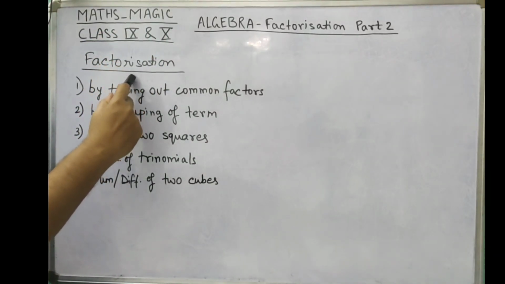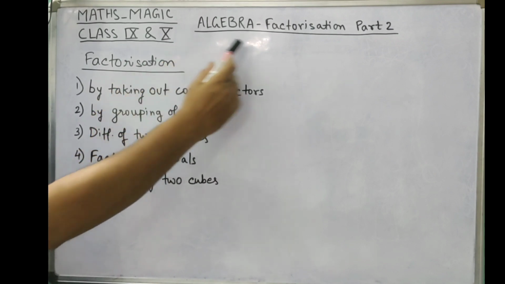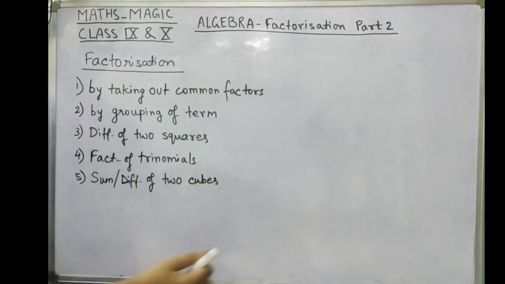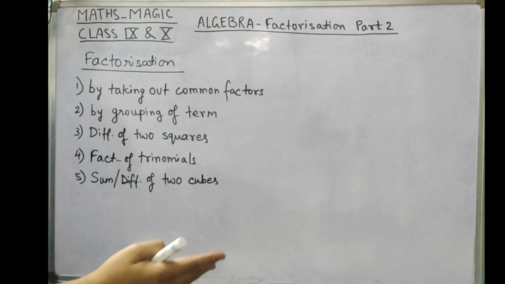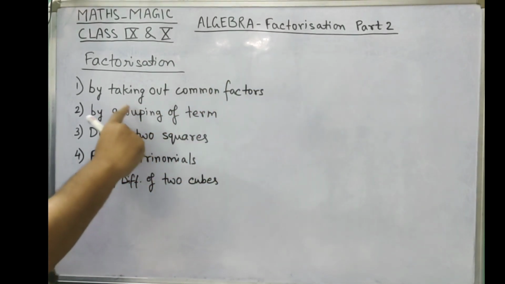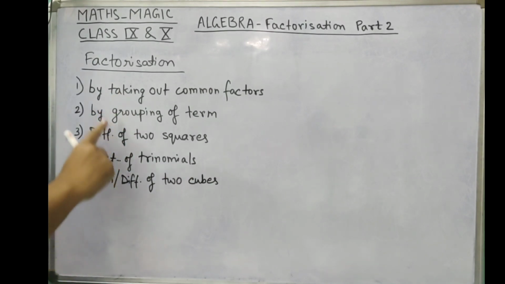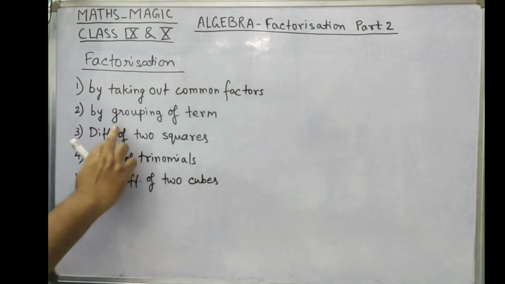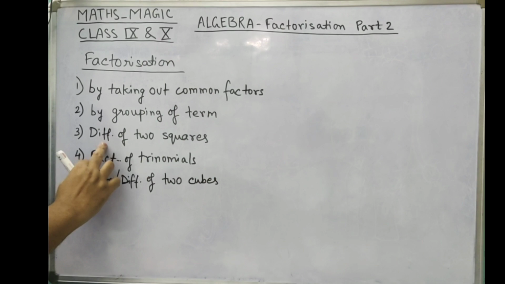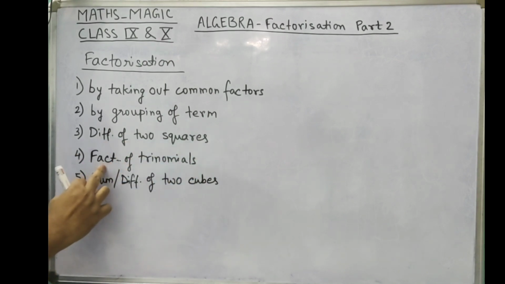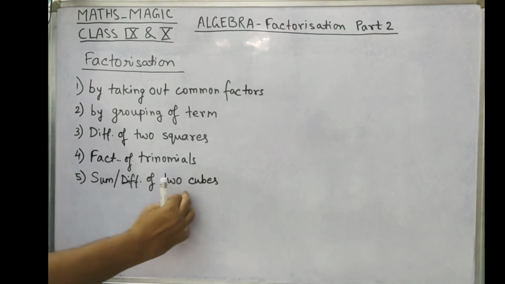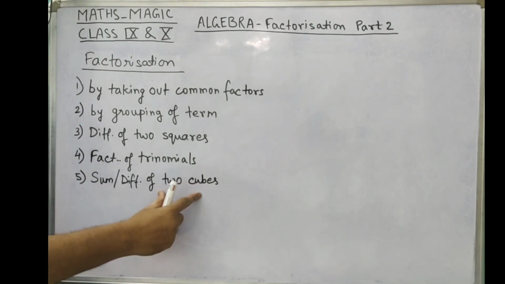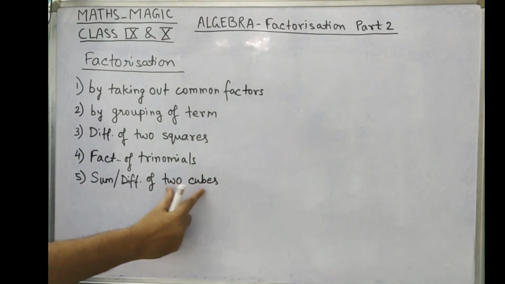Again, we are going to discuss factorization. In my last class for factorization, I discussed only the basic things. Now we are going to factorize with these methods: by taking out common factors, by grouping of terms, by difference of two squares, factorization of trinomials, and this is another one which was not there in my last video, which I have just recently added: sum or difference of two cubes.